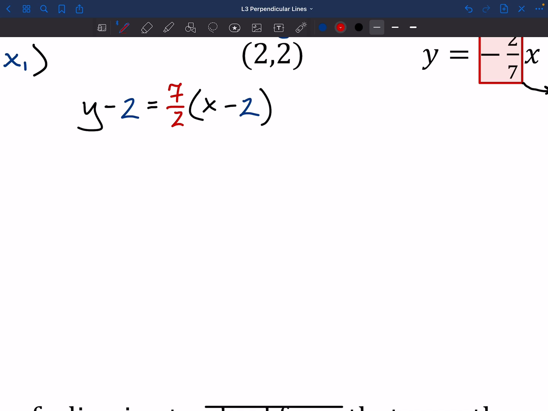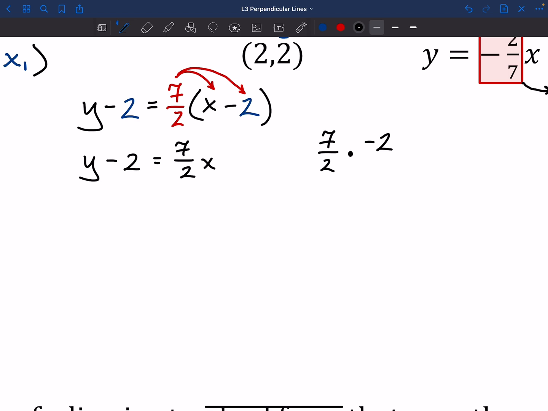What we're going to do is distribute into these parentheses. All right, so y minus 2 stays the same. 7 halves times x is just 7 halves x. And then 7 halves times negative 2 is going to come out real nice for us, actually. We're going to end up with negative 7, right? If you don't believe me, off to the side somewhere, maybe on the very edge of the paper, you can write this out. We've got 7 over 2 times negative 2, right?